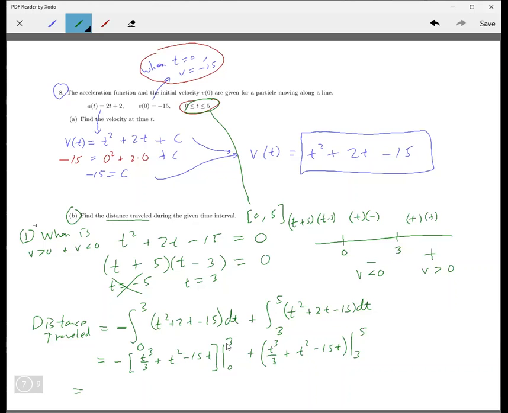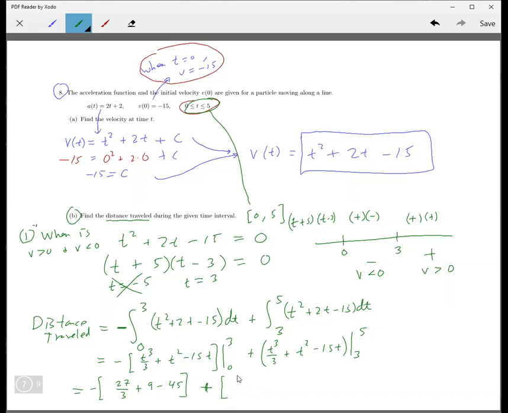Okay. Well, we're running out of space here. Okay, so I put a 3 in, and the negative's right there already. So put a 3 in, that's going to be 27 over 3 plus 9 minus 15 times 3 is 45. Really? Yeah, that's true. And then you subtract and put a 0, and that's going to be 0. Okay, so don't have to worry about that.